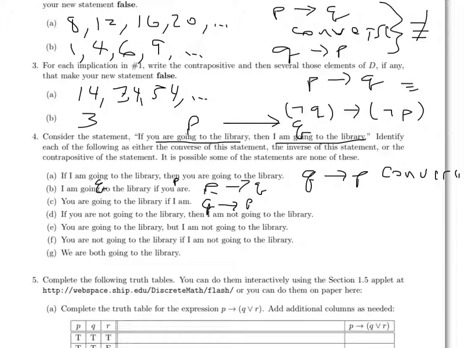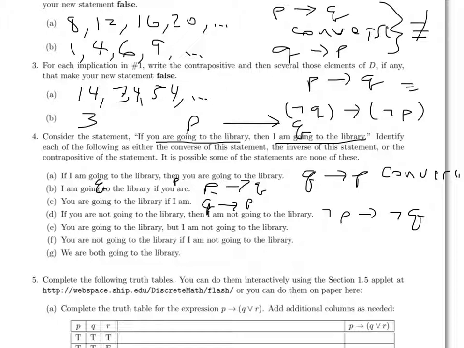Now we have, if you are not going to the library, so that is not P, then I'm not going to the library, which is not Q. So let me just write that out in symbols. So not P implies not Q. And that is not either one. That is not the converse, and it's not the contrapositive. The hypothesis and conclusion are both negated, but they're not switched.